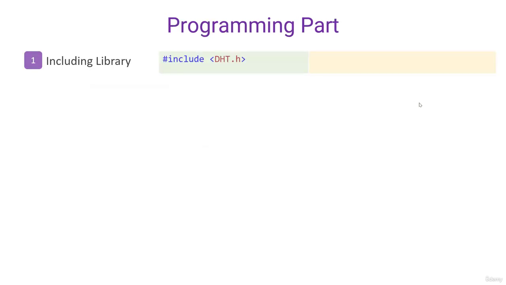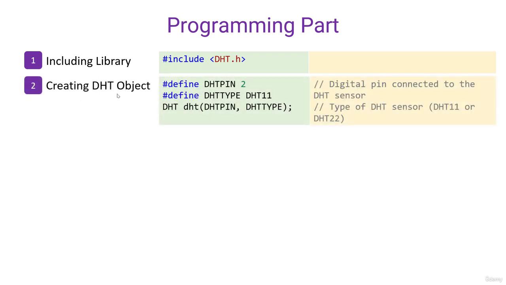Now let's come to the programming part. The first part is we need to include the DHT library. There are several libraries available for DHT sensors. Whatever library you use, you will have to program accordingly. More or less, the steps are similar for all libraries. The first step is to include the library using #include. Then we need to create a DHT object.